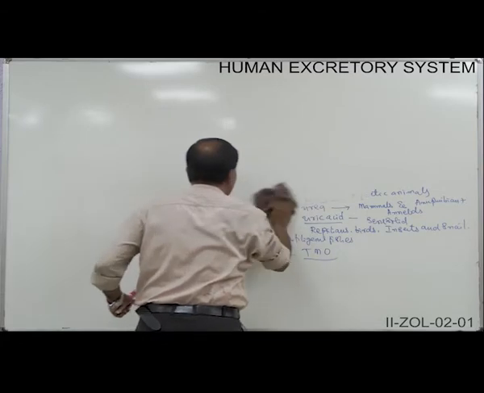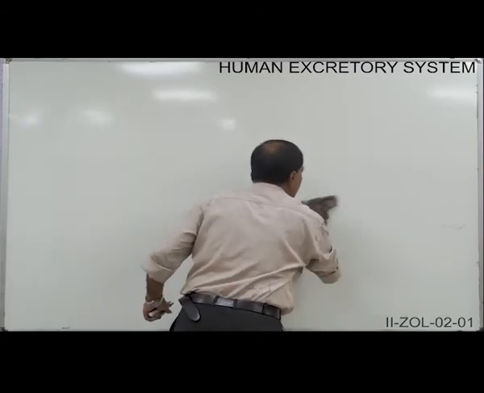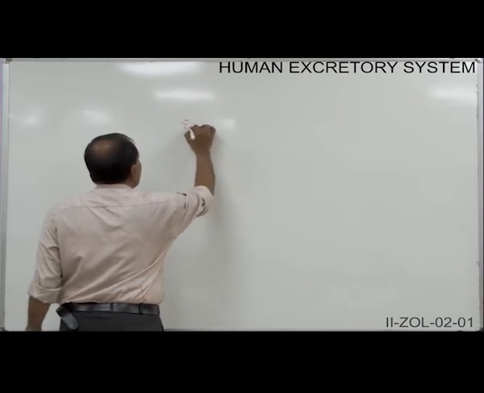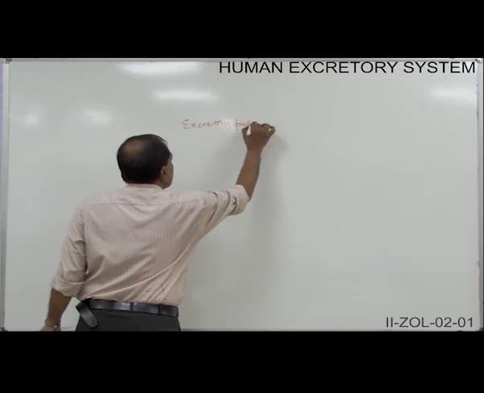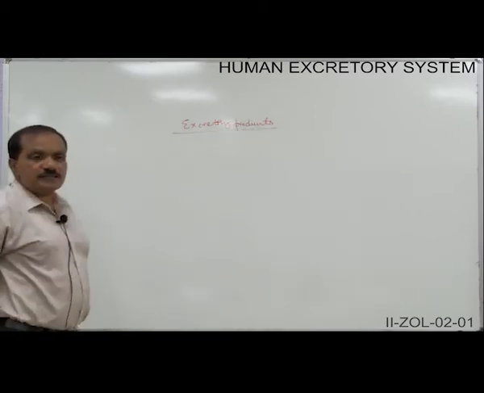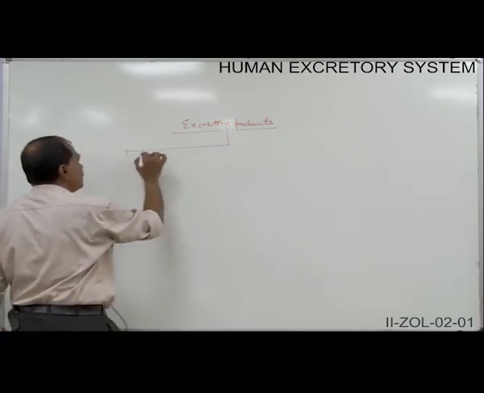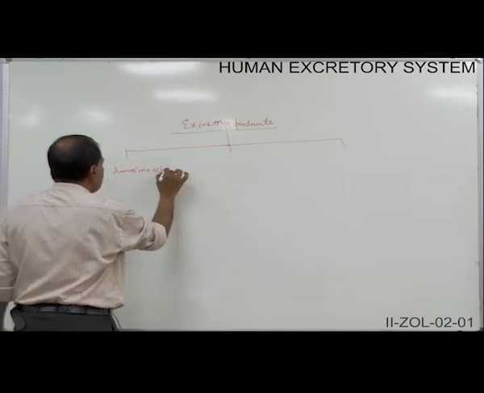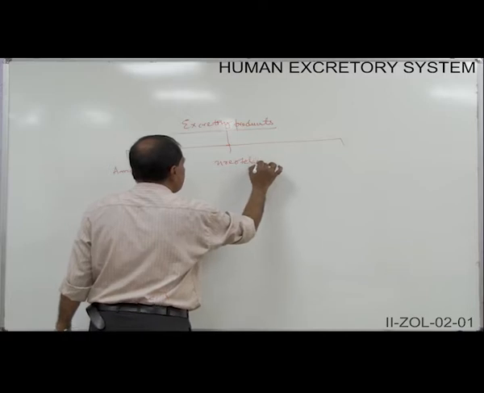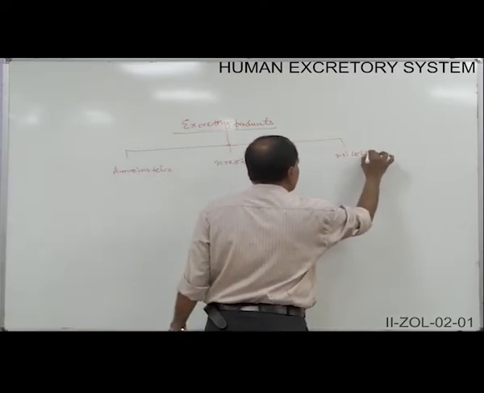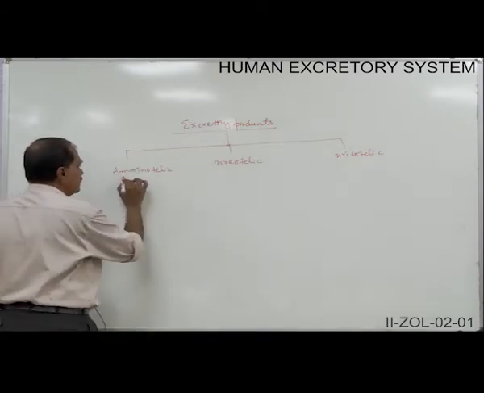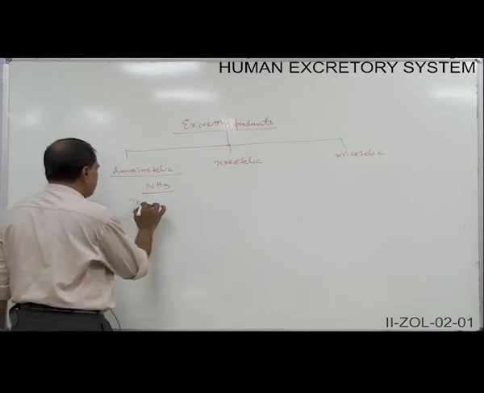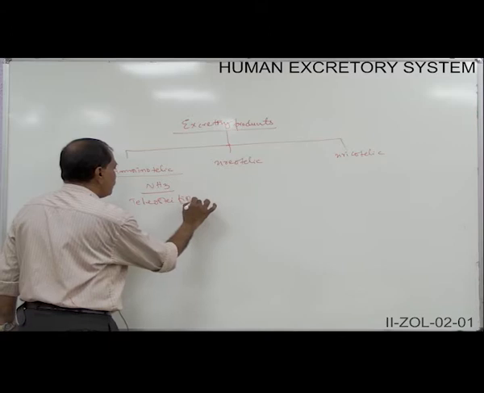Coming to the types of excretory products and the animals, we name three different types of animals by their excretory products. One is called aminotelic, the second is ureotelic, and the third is uricotelic. If the animals excrete ammonia directly, they are called aminotelic animals, particularly the teleost fishes, which are aquatic.